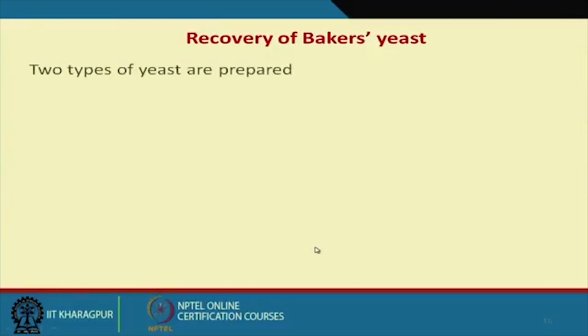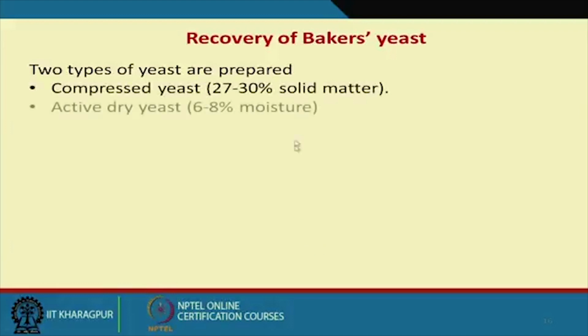Then two types of yeast are prepared. I told you, compressed yeast and active dry yeast. Compressed yeast contains about 27 to 30% solid matter, and active dry yeast about 4 to 8%. I told you it is 6 to 7%, it is usually 4 to 8%.